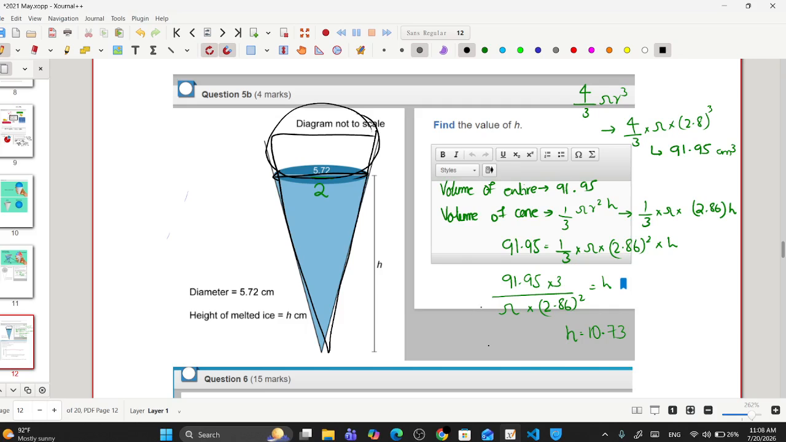So when you apply both of these formulas, be very careful about the radius. Initially the diameter was 5.72. We were supposed to divide the diameter by 2 to get the radius. 5.72 was divided by 2 to get 2.86. So that's applied for the volume of cone. Does that make sense? Yeah. That's great.